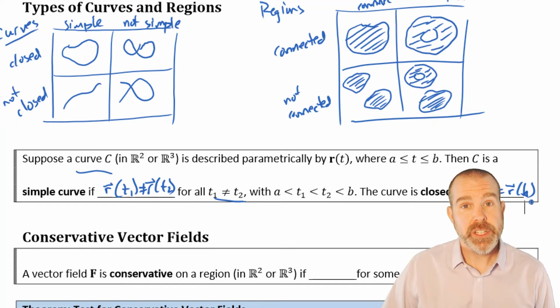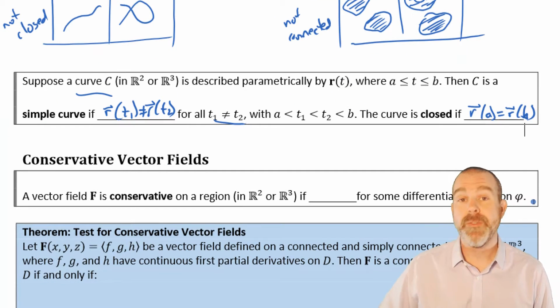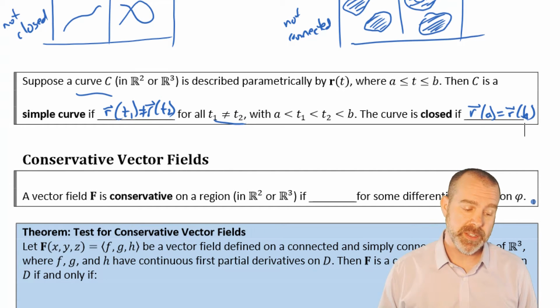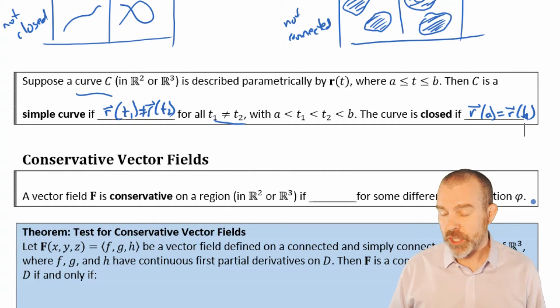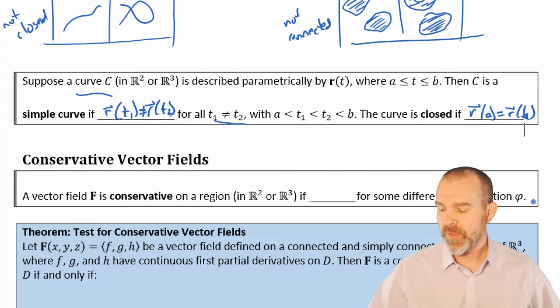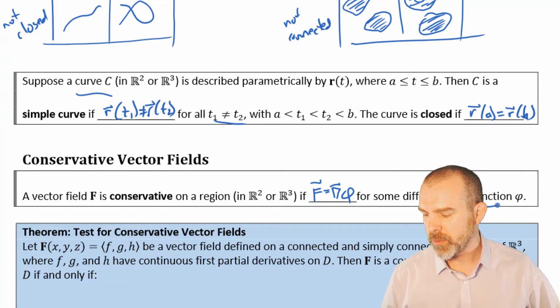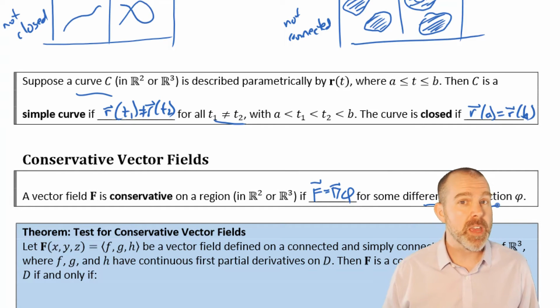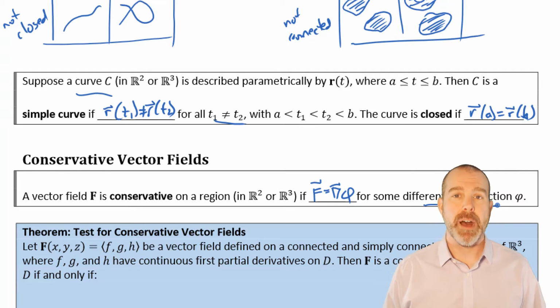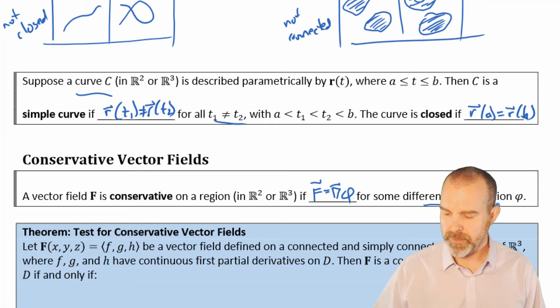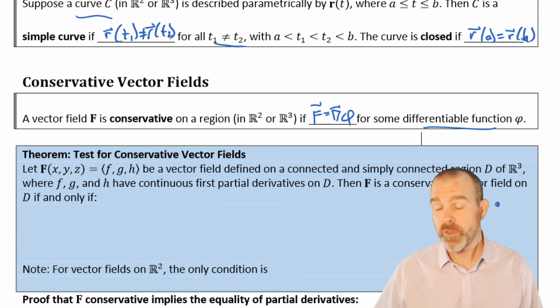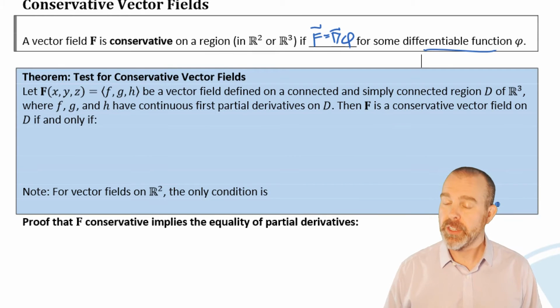So here's the definition of a conservative vector field, and that's what we're going to talk about for the rest of this section. It's a conservative vector field if the field is the gradient of some differentiable function, phi. We were talking about those in the previous section, about gradient fields. Well, if a field is a gradient, we call it a conservative field. So there are some tests for whether a field is conservative.